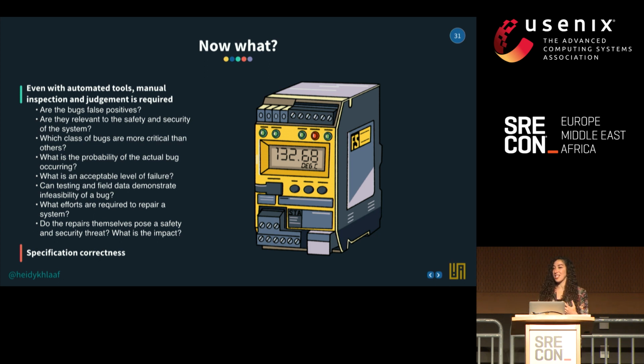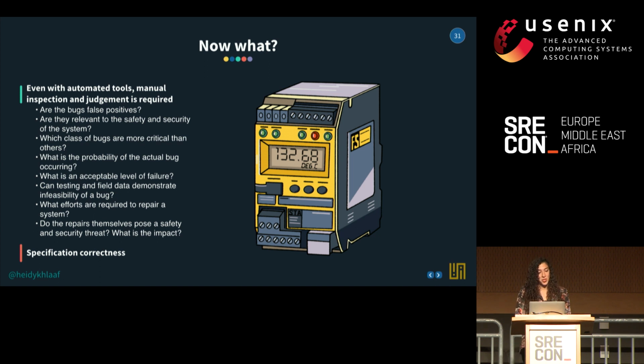That's actually really hard to classify bugs. What is the probability of the actual bug occurring? What is an acceptable level of failure? Everyone here is an SRE. They know that failures will eventually happen. No system is failure-free. But what is an acceptable level of it? And can testing and field data demonstrate infeasibility of a bug?